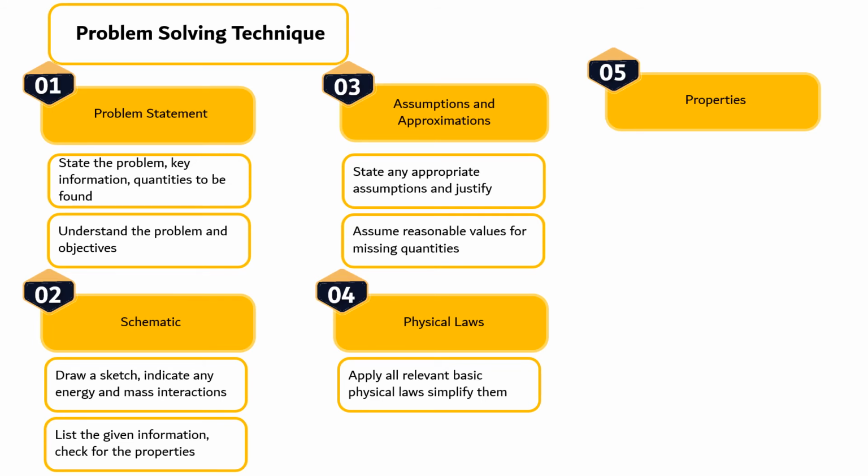Step 5. Properties. Determine the unknown properties at known states necessary to solve the problem from property relations or tables. List the properties separately and indicate their source if applicable.